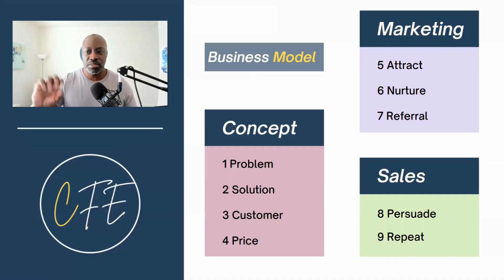The marketing side of the business model talks about three things. Five, attract. What are you giving away for free to attract people into your business? Six, which is nurture. What are you doing to warm up people to the idea of buying from you? And seven, how are you going to get your current customers to refer other people to buy from you? And the last part of the business model is the sales area. You've got to persuade people to buy from you. You've got to find the right words to use to persuade people to buy from your business. And nine, repeat customers. Repeat customers are the best customers. That's the last part of the business model.